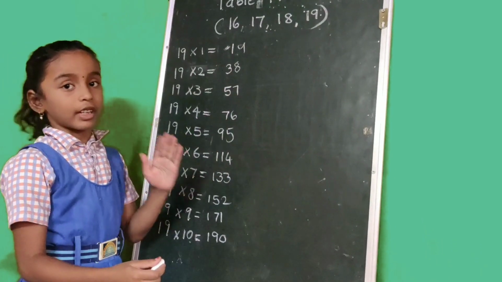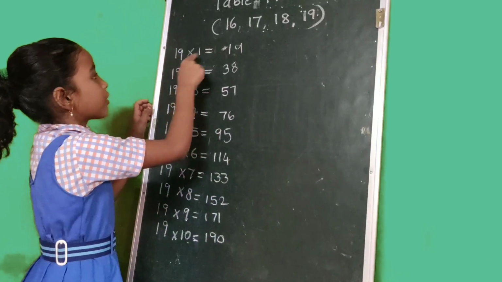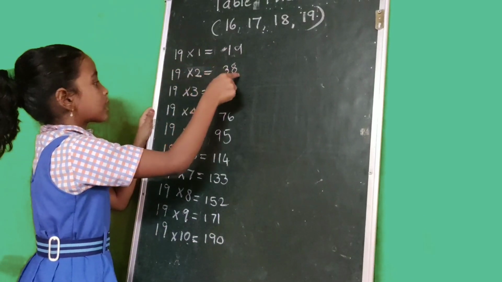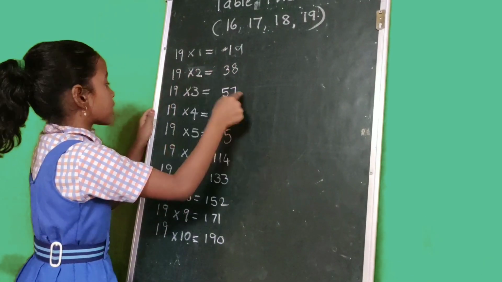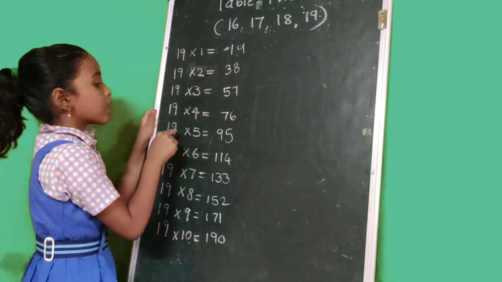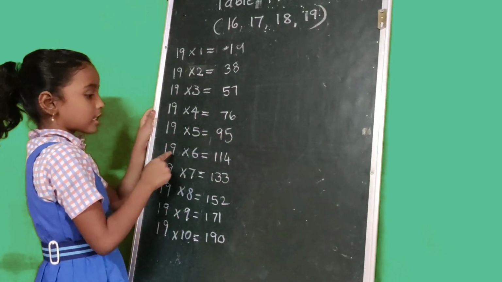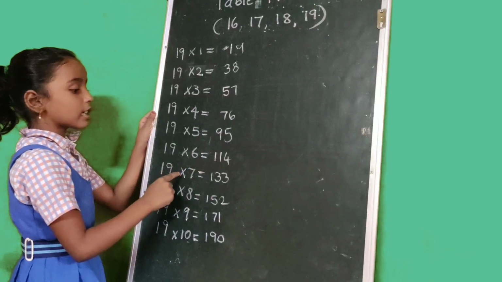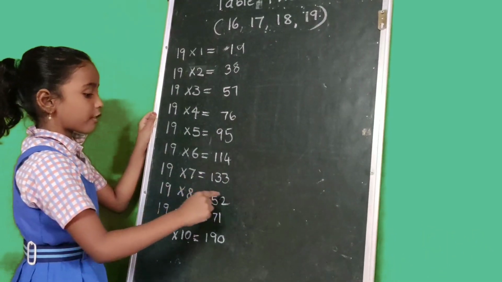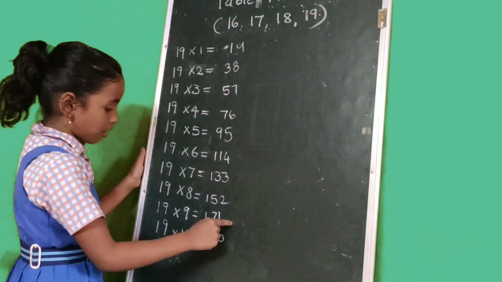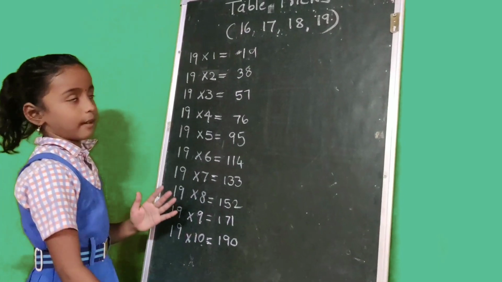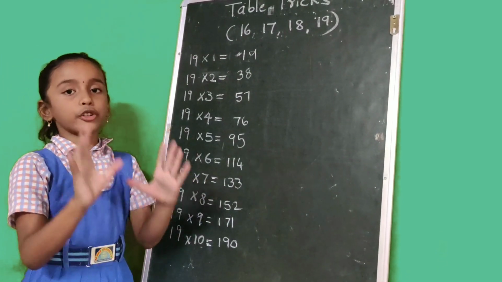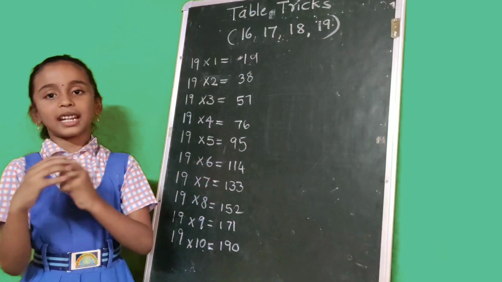19 table trick. Now we read 19 table. 19 ones are 19. 19 twos are 38. 19 threes are 57. 19 fours are 76. 19 fives are 95. 19 sixes are 114. 19 sevens are 133. 19 eights are 152. 19 nines are 171. 19 tens are 190. Friends, these are table tricks from 16 to 19.